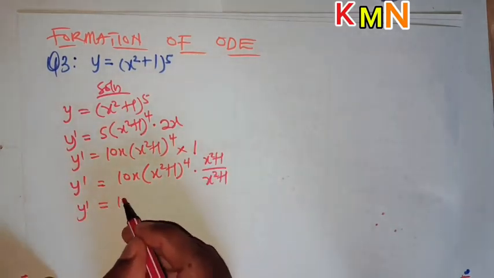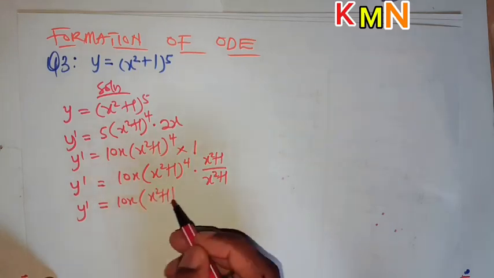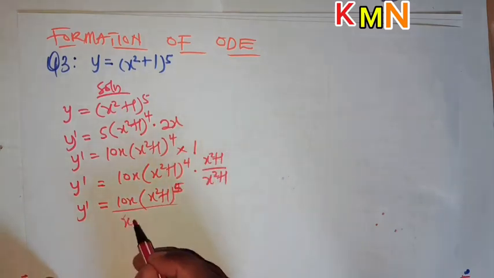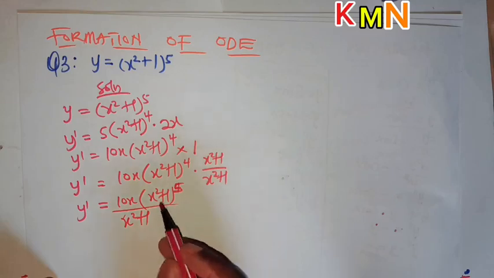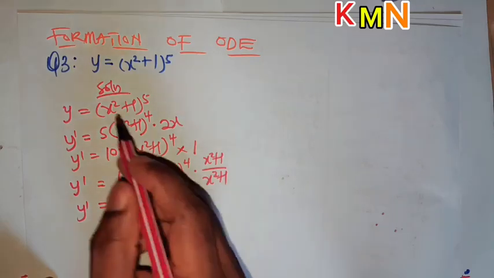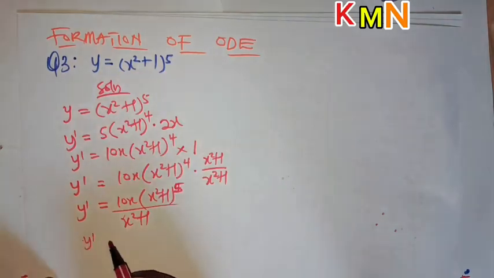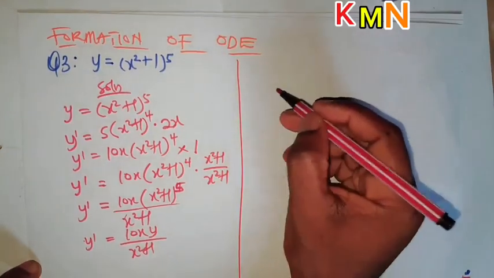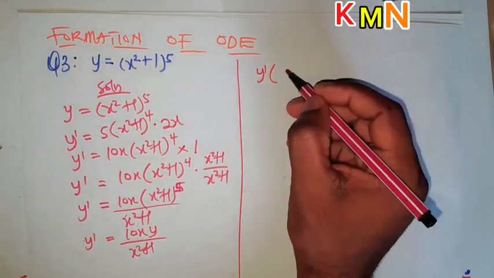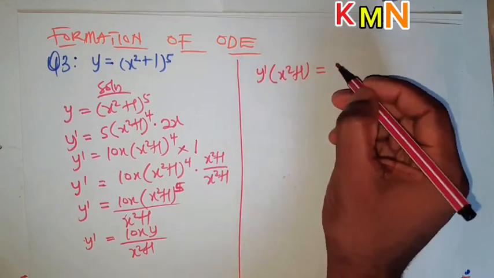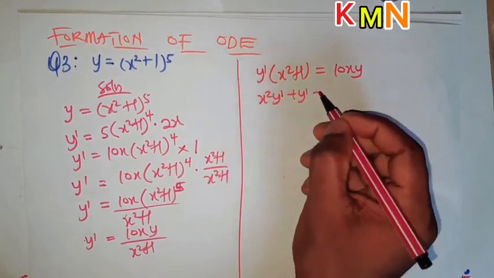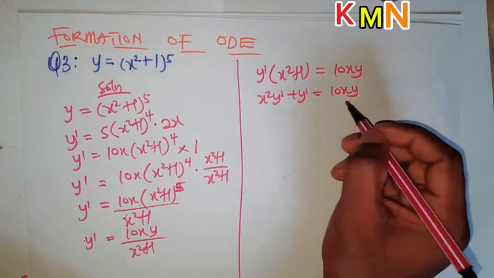Y prime is equal to 10x times (x squared plus 1) to the power 5. For this one we multiply indices, and that will give us that, all over x squared plus 1. So now this here, (x squared plus 1) to the power 5, is the same as the y here. So I can say that y prime is equal to 10x y over x squared plus 1. I hope it's clear. So if that is true, now I can multiply this by that: y prime times (x squared plus 1) equals 10xy. When I multiply through, I get x squared y prime plus y prime is equal to 10xy. So that's my differential equation.